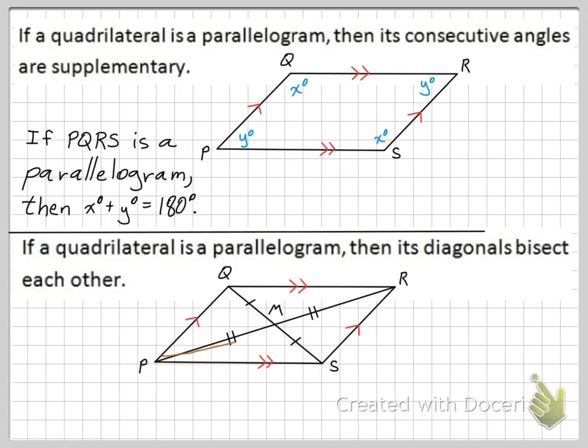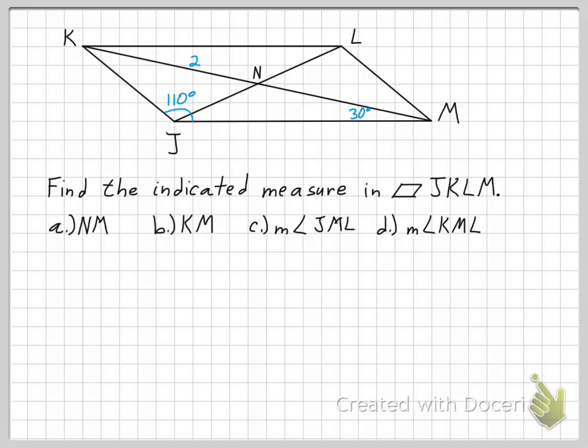And the same is true for the diagonal PR. So we have line segment QM is congruent with line segment SM, and line segment PM is congruent with line segment RM. Okay? Moving right along.